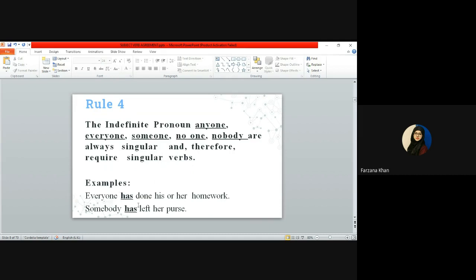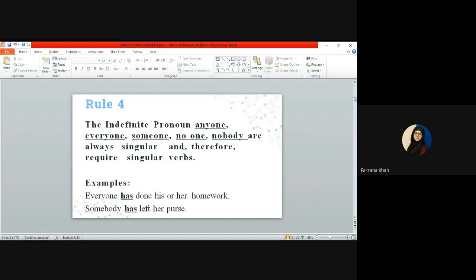Everyone has done her homework. It's not "everyone have done," it's "everyone has done." Another example, you can see somebody has left her purse. It's not "somebody have," it's "somebody has."